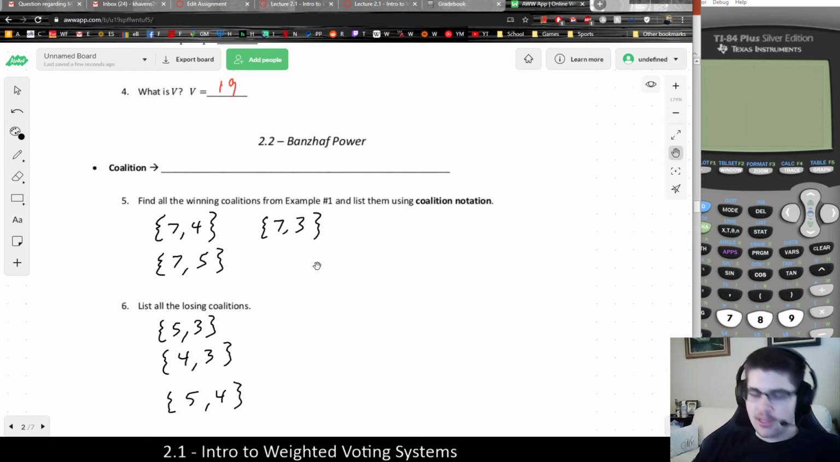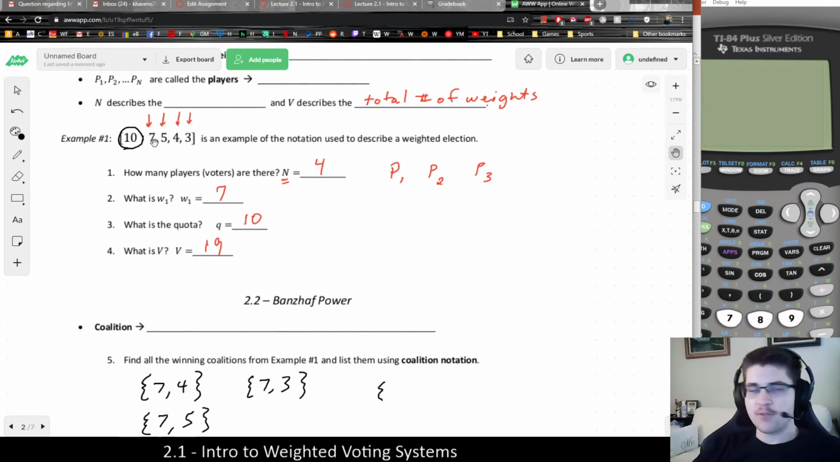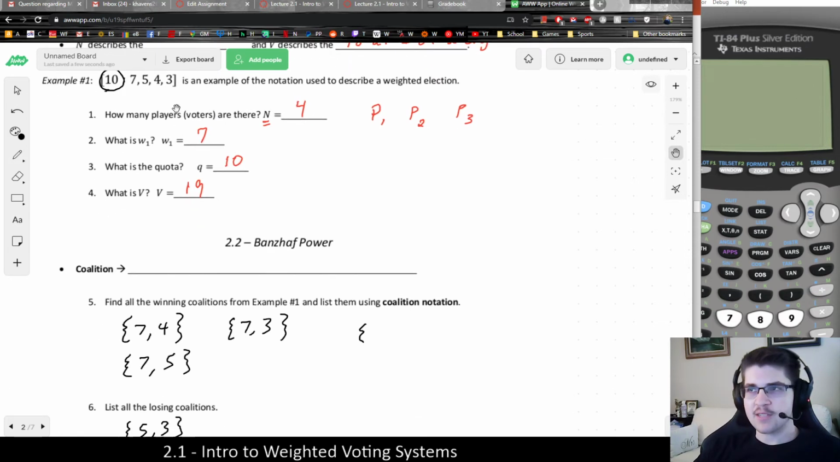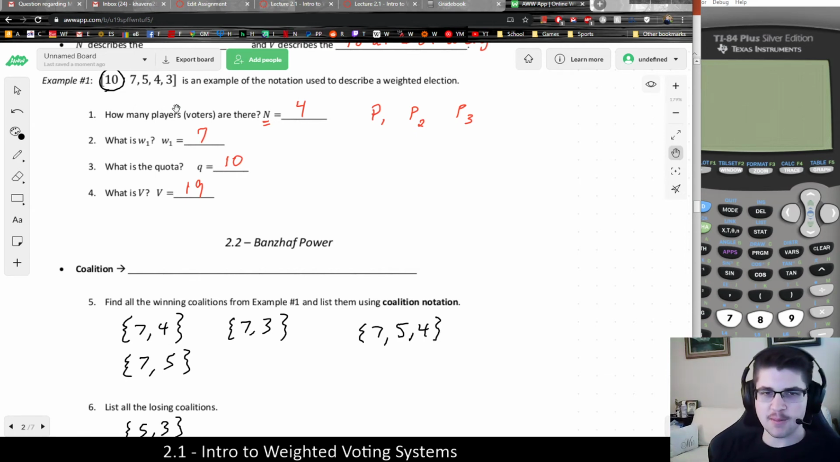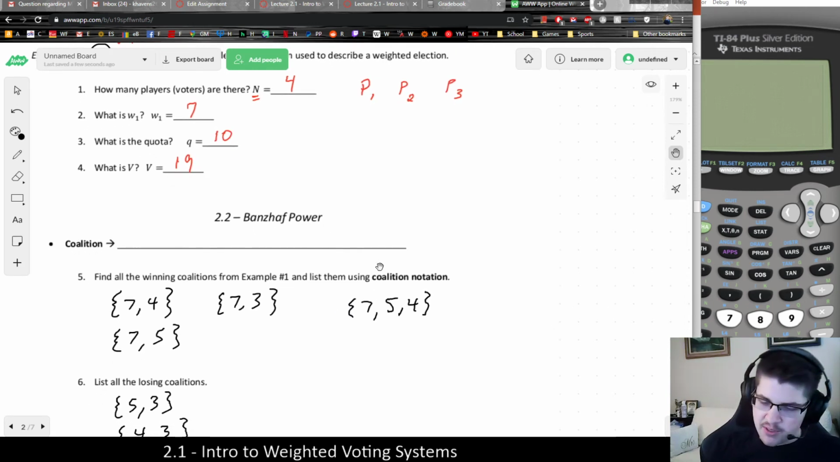So let's also look at 3-player groups. What I often like to do is start with the first 3 people and go in order. Say for example, you could have 7, 5, and 4. Each of those could say yes, and if all 3 of those players say yes, that's definitely going to be enough votes to make the quota by a pretty big margin. And there could be other situations like 7, 4, and 3.